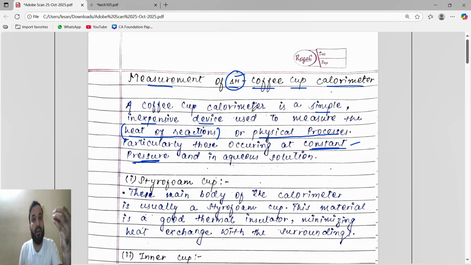So what is the coffee cup calorimeter? It is a simple, inexpensive device. And what is it used for? It is used to measure delta H, which means heat. Heat of what? Heat of reaction or physical process, particularly those occurring at constant pressure and in aqueous solution. The main important thing is constant pressure and aqueous solution. So pressure should be constant in the coffee cup calorimeter.